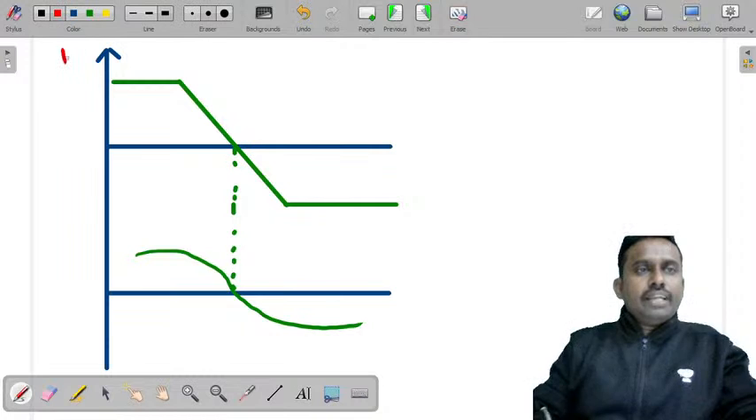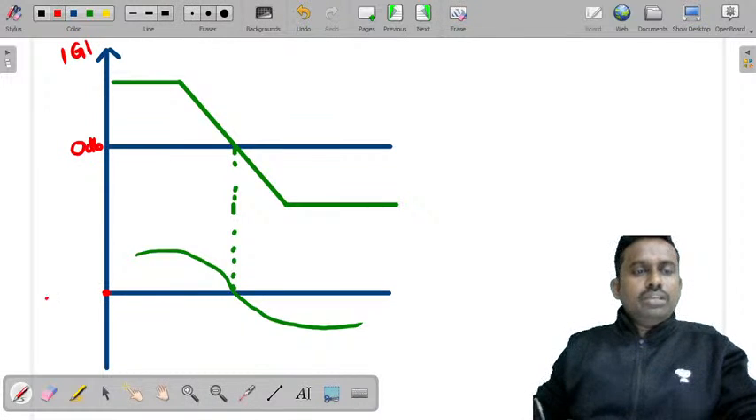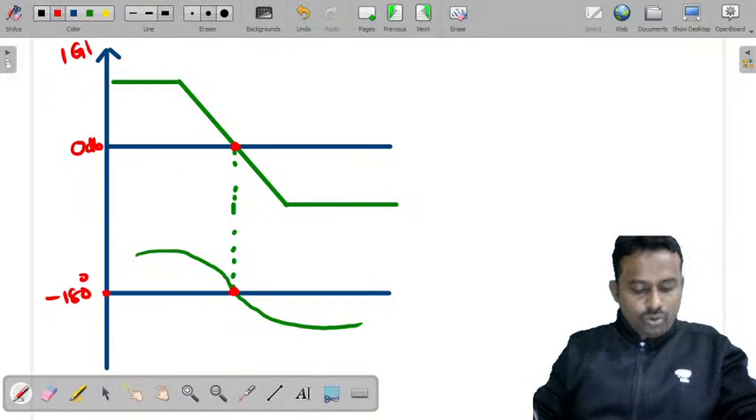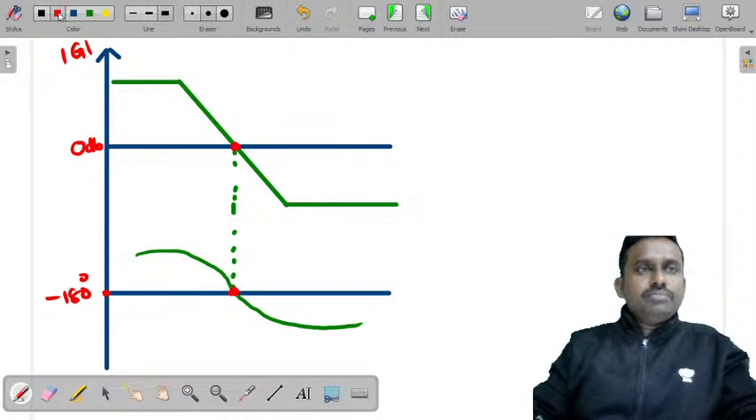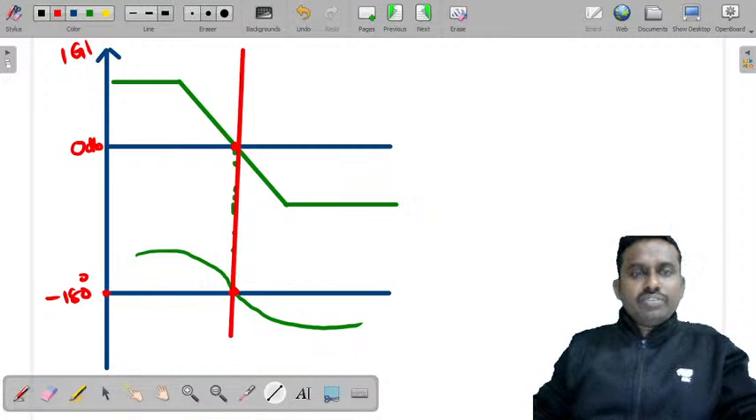Now this is magnitude of G into H, and this will be the 0 dB line, and this will be minus 180 degrees. Now if you observe what the gain and phase crossover frequency is, it is the frequency at which the magnitude, this green color top straight line, is 0 dB, and minus 180 degrees, this is the phase crossover frequency. If you observe, in this particular problem, both gain and phase crossover frequencies are equal, right?